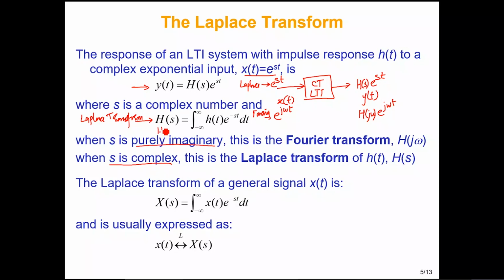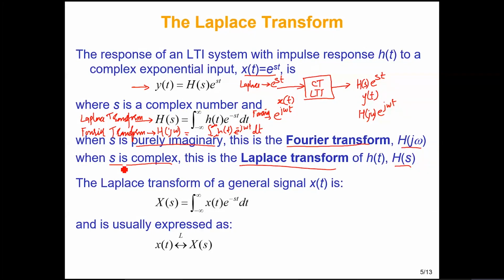The eigenvalue h of s we call the Laplace transform, and h of j omega is basically called the Fourier transform. So they are very similar to each other, and the only difference is that we change s to j omega, or in other words, we take a purely imaginary value for the complex number. And we know the formula for Fourier transform: the integral from minus infinity to infinity of h of t e raised to the power of minus j omega t dt. If you compare these two, it is just s being replaced by j omega. So Laplace transform and Fourier transform are very similar to each other.